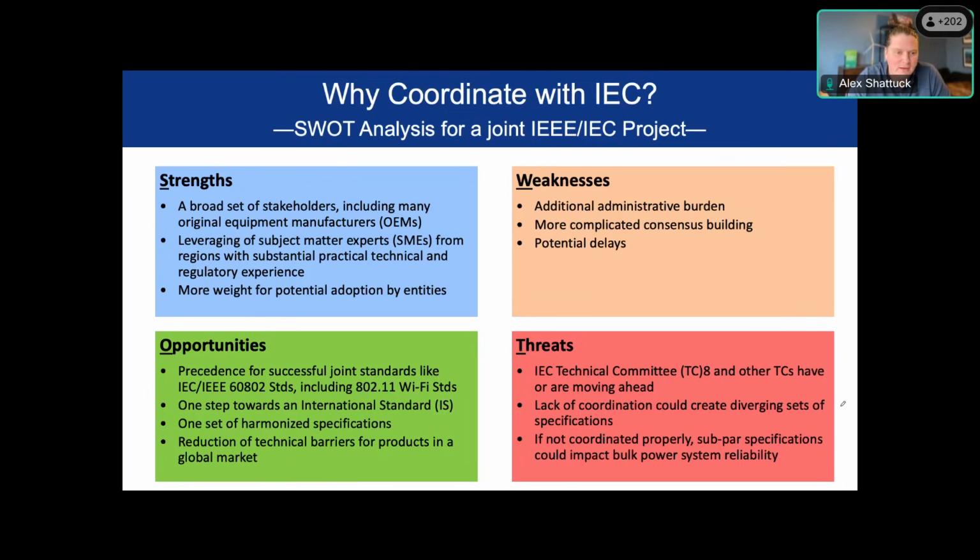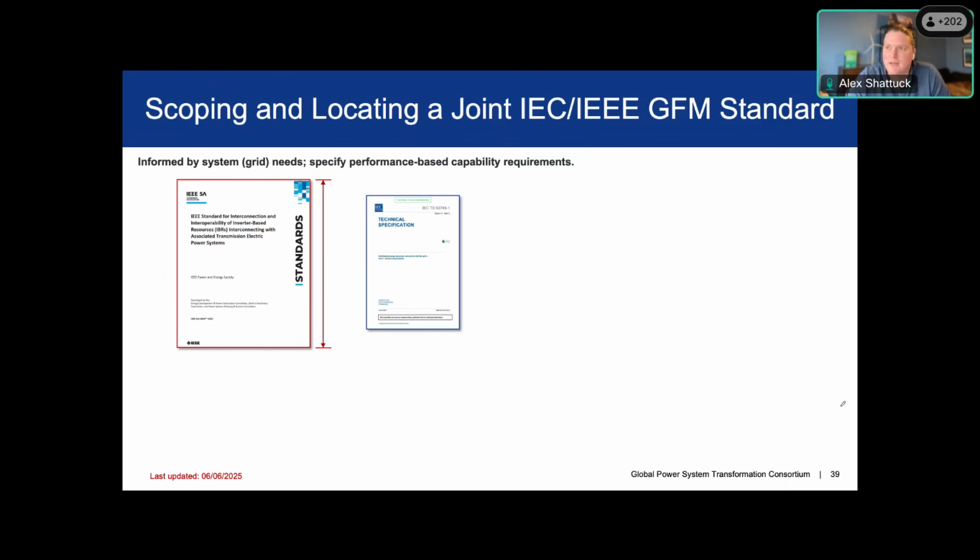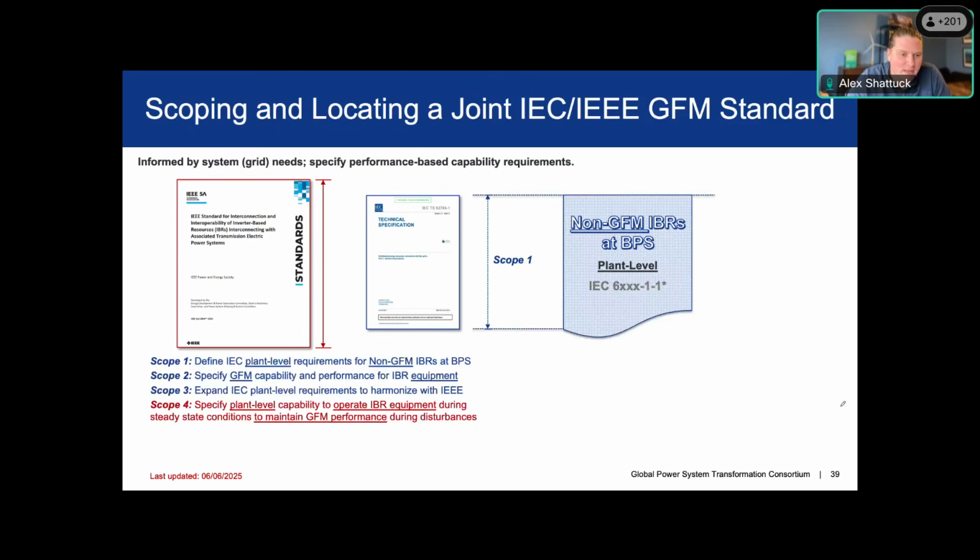If we go to the next slide, we'll go through this one quickly because I took too long on that one. The first thing is how do you scope and where do you put it, which sounds like a simple question, but is actually a very hard question to answer. You have to be informed by the system needs and where you want to put those specific performance-based requirements. On the IEEE side, we have 2000 on the left, and we have a technical specification on the IEC side. If you click forward, Jens, to the scope one, yeah, that's perfect.